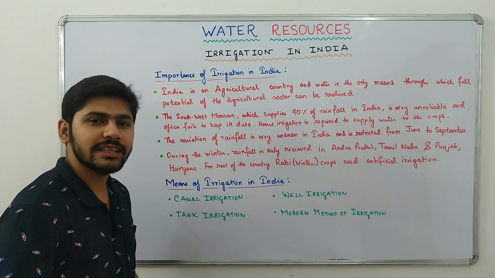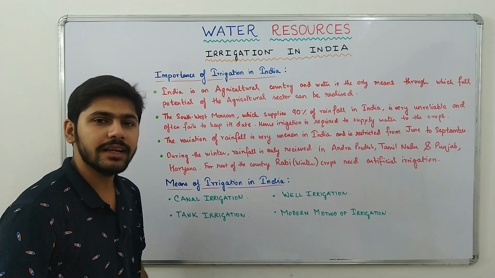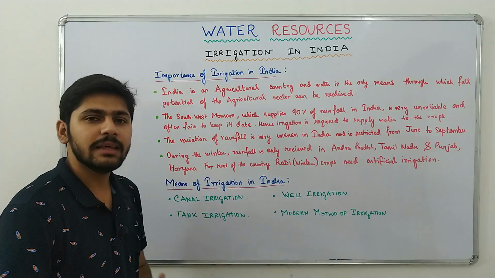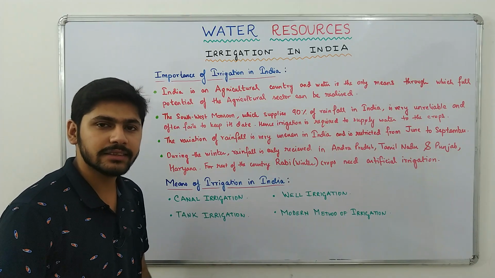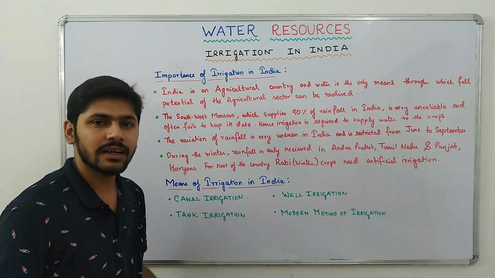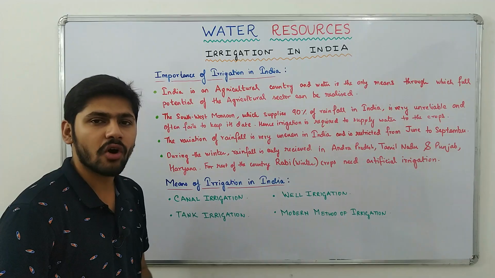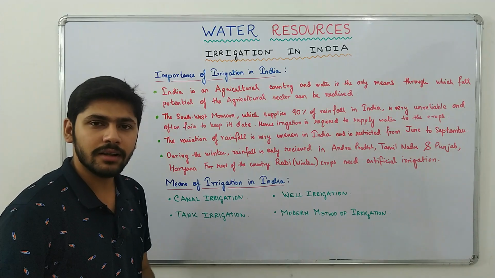Moving on to irrigation in India. First let me tell you what irrigation means. The process of supplying water to crops by artificial means like canals, wells, tanks and etc. is called irrigation. Very simple.